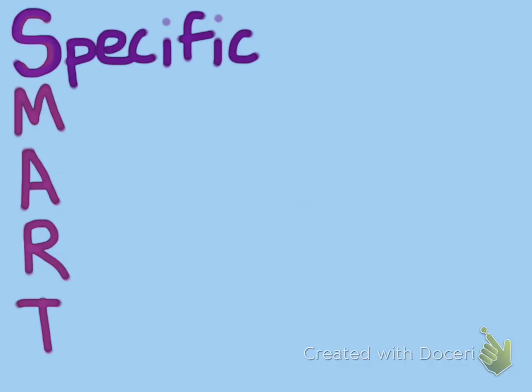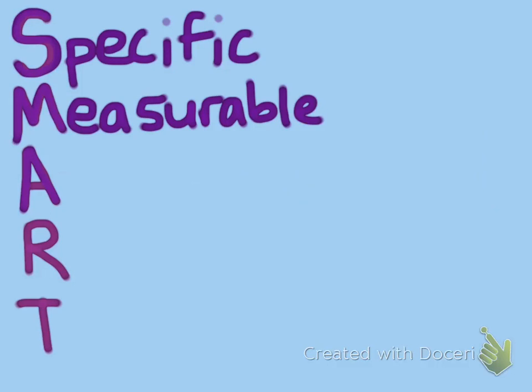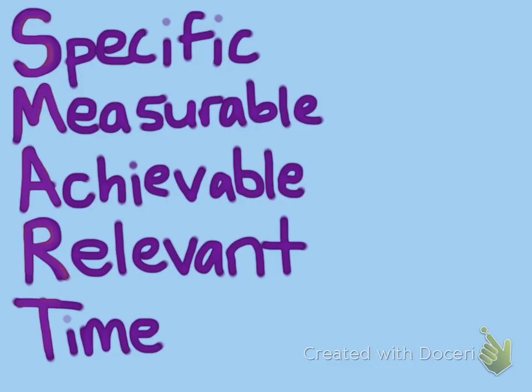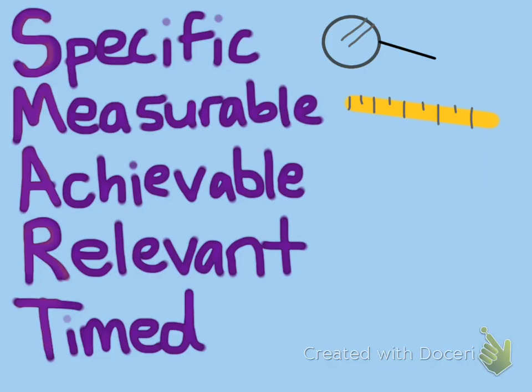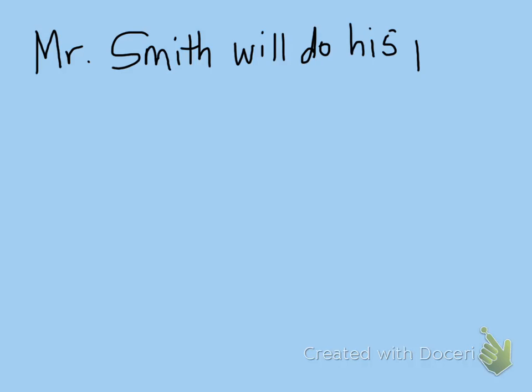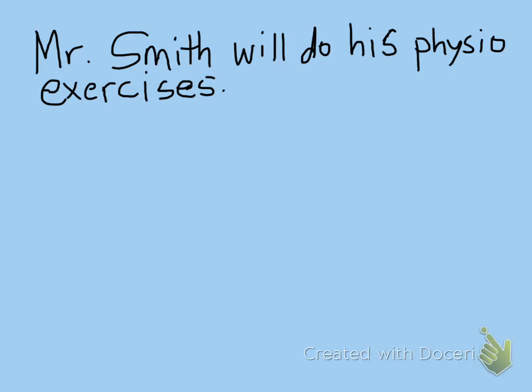SMART goals need to have all 5 characteristics: specific, measurable, achievable, relevant, and timed. Let's look at an example goal. Mr. Smith will do his physio exercises. Now, is this goal SMART? Is it specific, measurable, achievable, relevant, and timed?